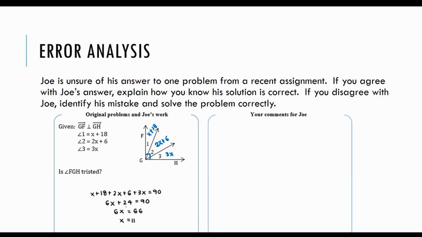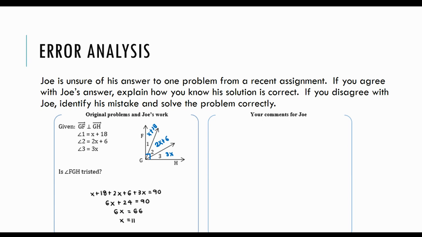18 and 6 combine to 24. So then it looks like he subtracted 24 over to the other side, which is why it's 66. Then he divided by 6 and got x to equal 11. So far I completely agree with Joe. His work seems to be legit. But he stopped at x. He said x equals 11.